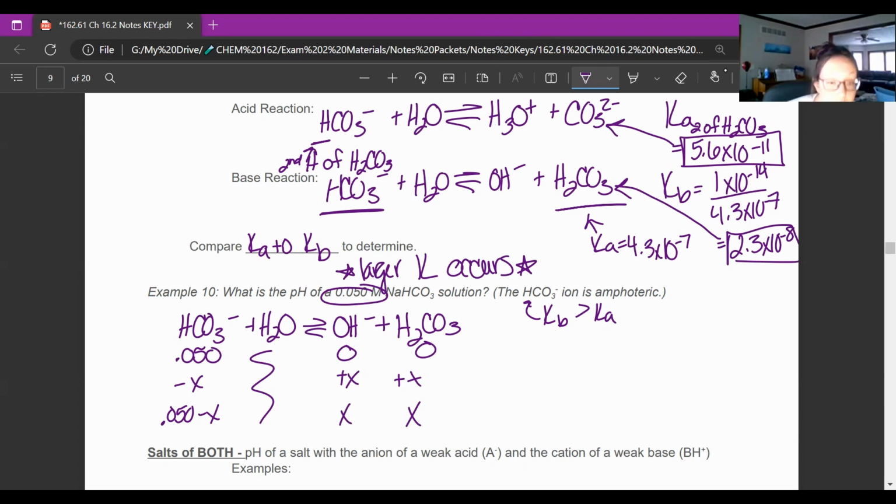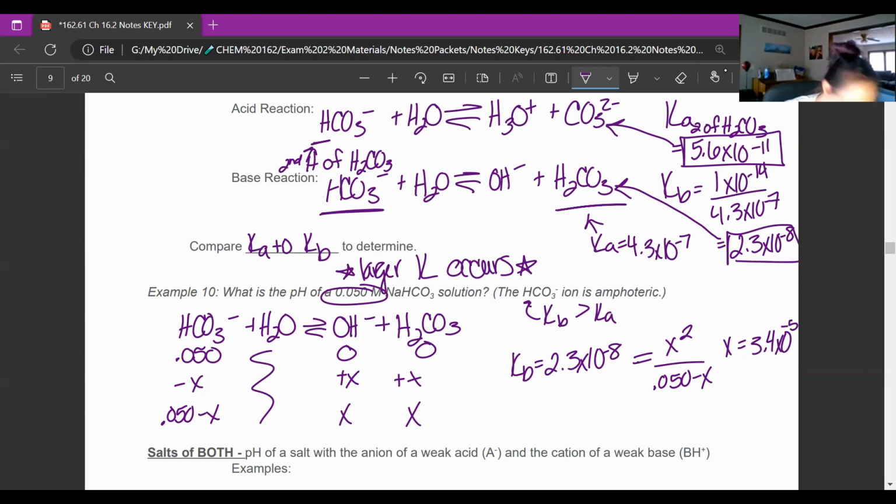Since the Kb of the base one is bigger, that was 2.3 times 10 to the negative 8th, that one occurs more, so that's going to be x squared over 0.050 minus x. Yes, you could drop the x. We'll get that x is 3.4 times 10 to the negative fifth. Okay, plug that in here.